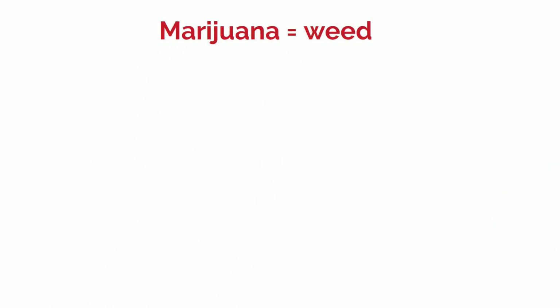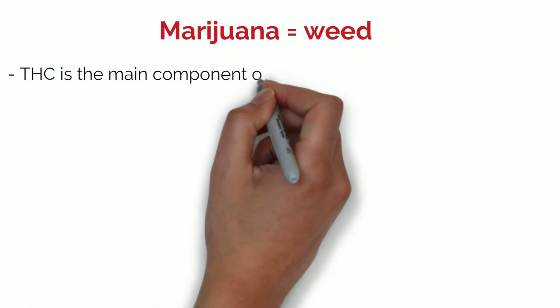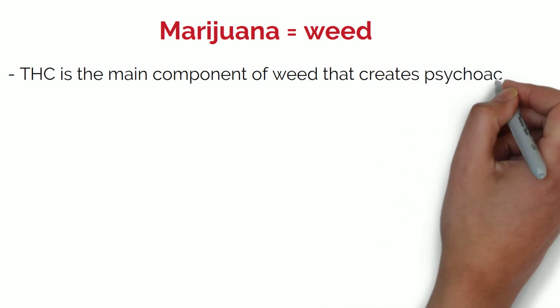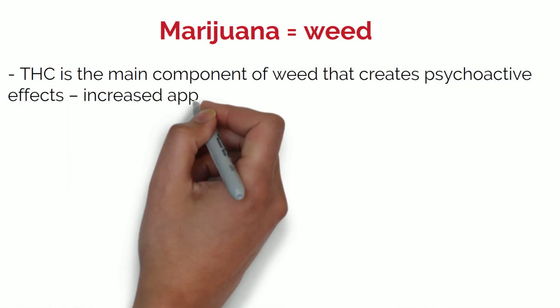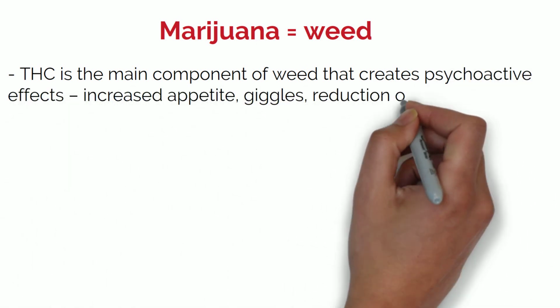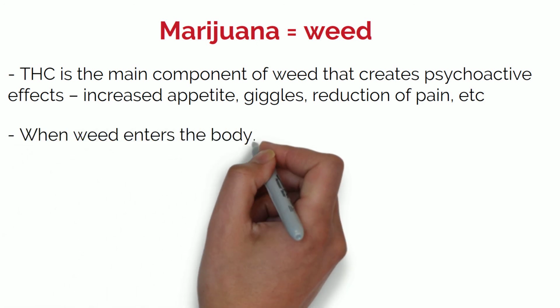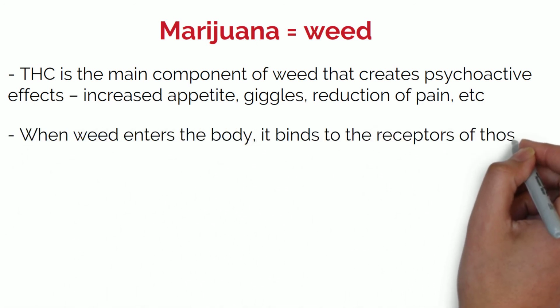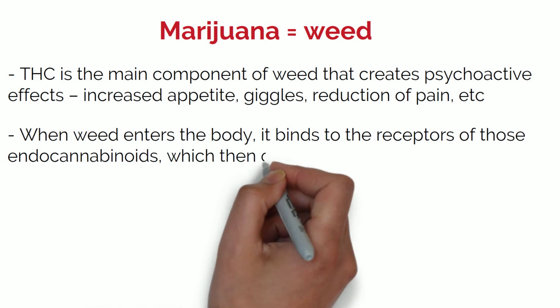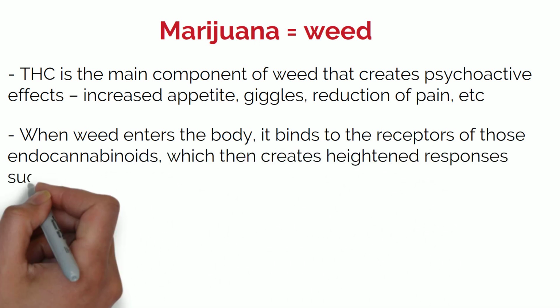Marijuana, or weed, acts in the same way. THC is the main component of weed that creates psychoactive effects, such as increased appetite, the giggles, reduction of pain, etc. We have our own endocannabinoid system in our bodies, so we produce chemicals that are very similar to the cannabinoid components of weed. So when weed enters the body, it binds to the receptors of those endocannabinoids, which then creates heightened responses such as the munchies.